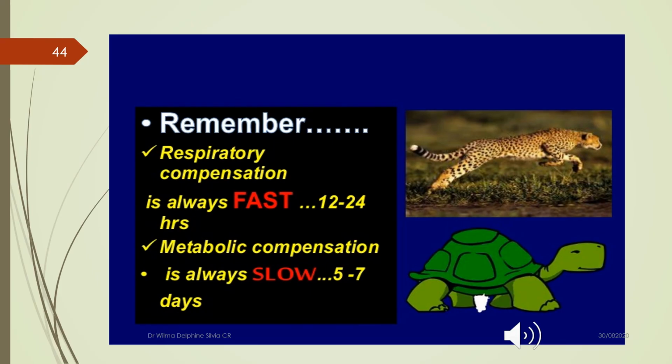The first line of defensive mechanism is by the buffer systems of the body fluids, which act immediately within a fraction of a second, and then the second line of defensive mechanism by the respiratory system, which is always fast, so that within 12 to 24 hours it tries to bring the pH back to normal, and the metabolic compensation is always slow but the most powerful and long-term regulator of acid-base balance.